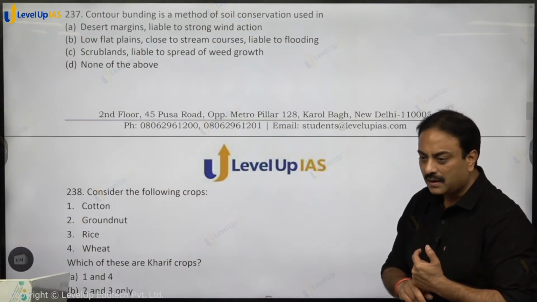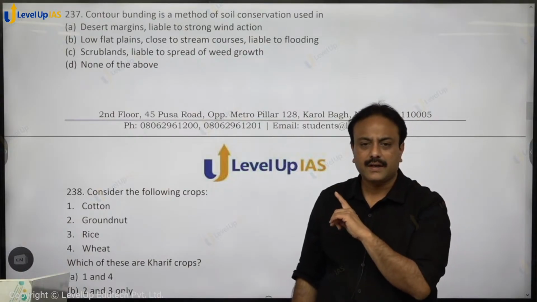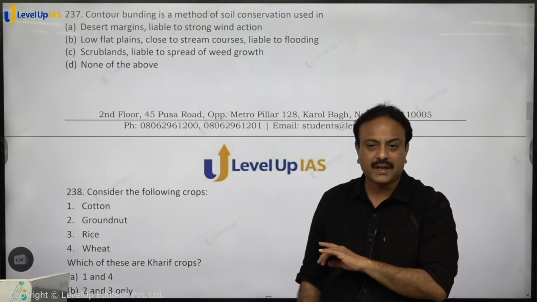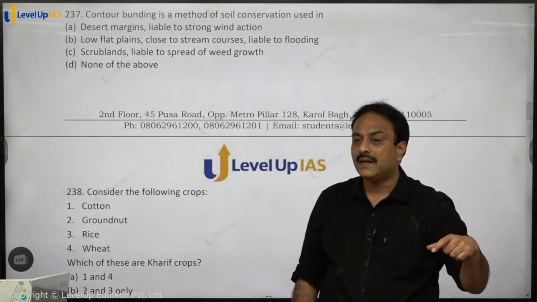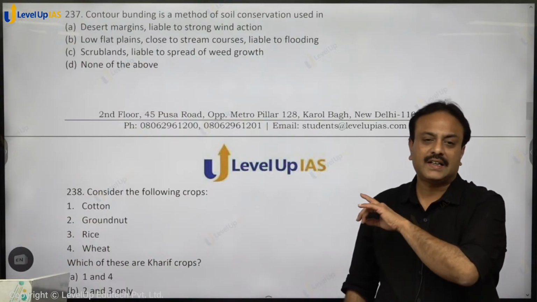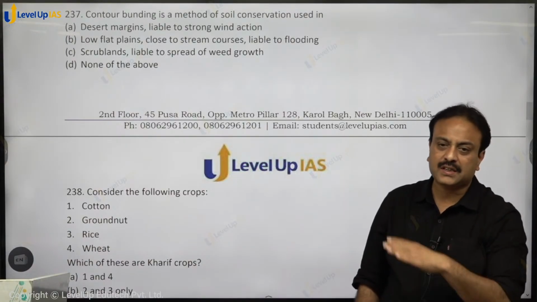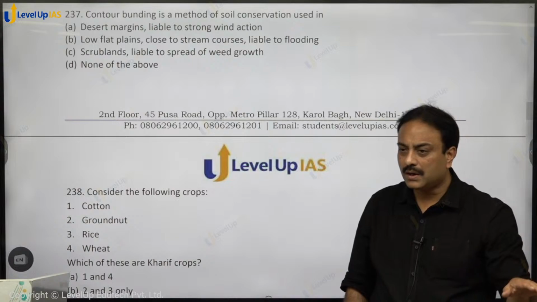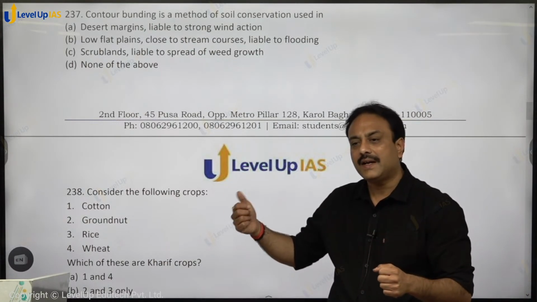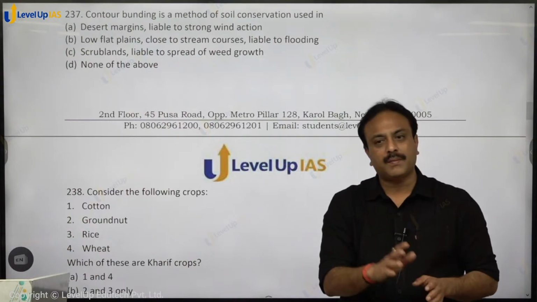Contour bunding, right? It is not steppe agriculture. Steppe agriculture appears similar to contour bunding, but in contour bunding only the bunds are made, the slope is not altered. In steppe agriculture, it is flattened out. Steppe agriculture is a technique in which the slope is flattened out. On the flat slope, agriculture is carried out. Contour bunding is not directly related to steppe agriculture. Steppe agriculture is a different thing. Contour bunding is a different thing.